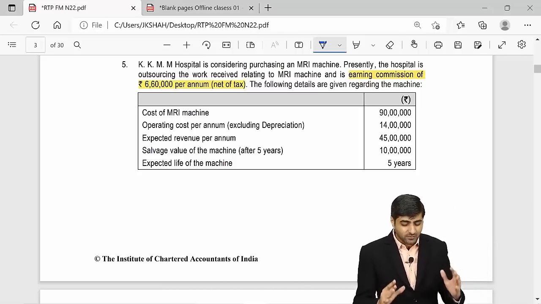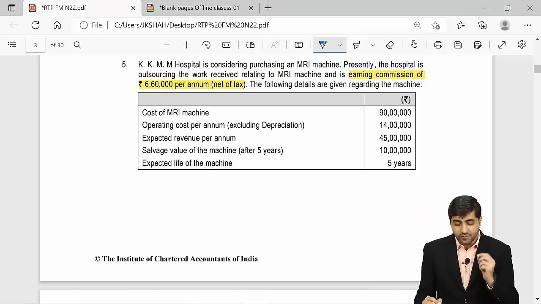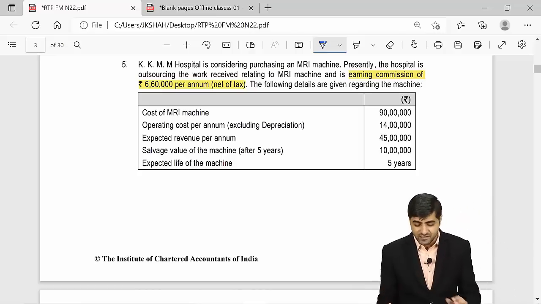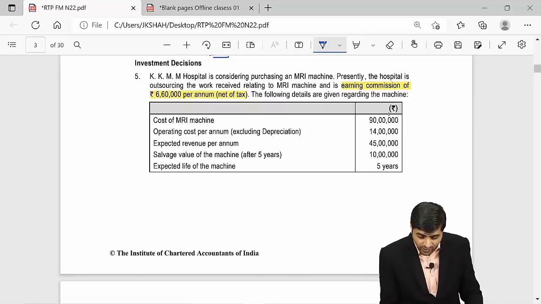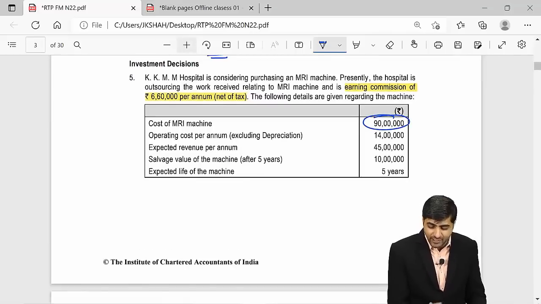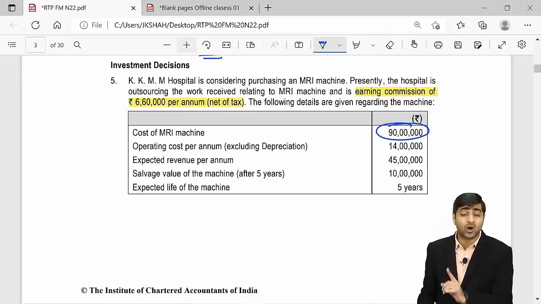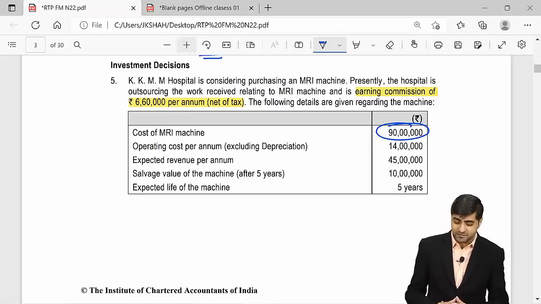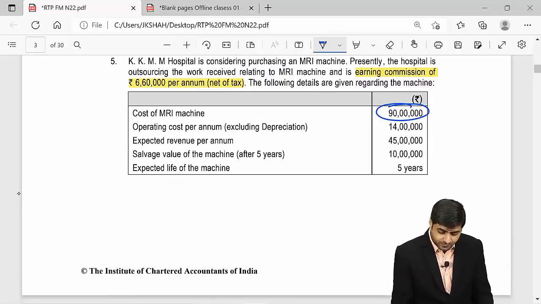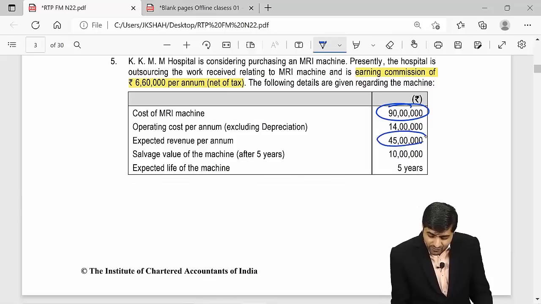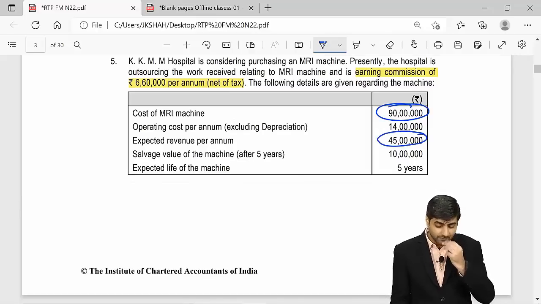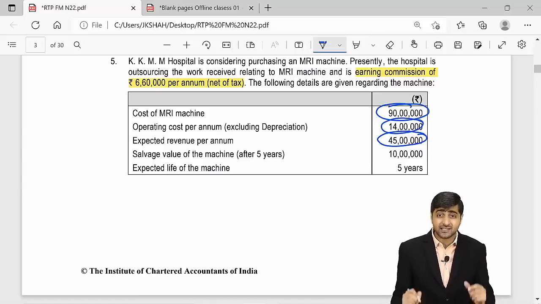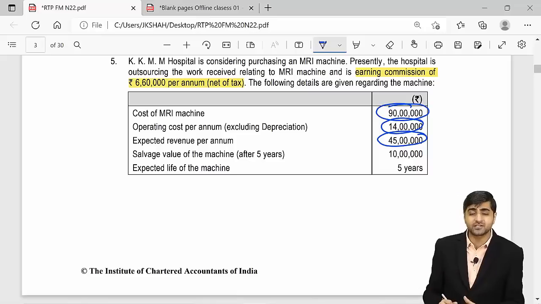So guys, just to make things more clear, to calculate your net present value, first of all we need your PV of CO, that's nothing but your 90 lakh rupees. So this 90 lakh rupees you are going to spend today into 1, so that's going to be your PV of CO. But when it comes to your PV of CI, we have your expected revenue, that is 45 lakhs. So that's your gross revenue, from which you will be subtracting your operating cost, that is 14 lakhs, and they have told you that it is excluding the depreciation.